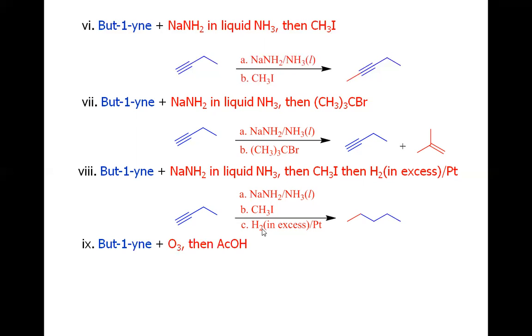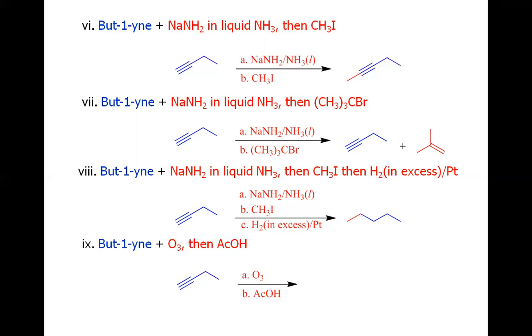For the last reaction of this question, it was asked when but-1-yne is treated with ozone, O3 is ozone, and then treated with acetic acid. And we know that this is the ozonolysis reaction followed by the oxidation. So we will have the breakage of the carbon-carbon triple bond. It's the same as we discussed for the case of the reaction of alkenes.